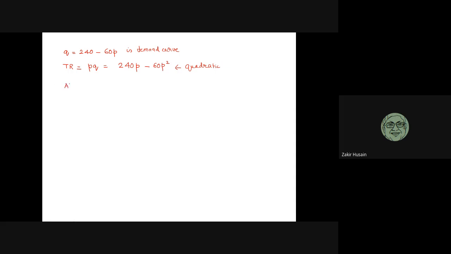What will be the average revenue? So TR by q, it will again come to the p only. P, average revenue, sir. Yes, sir, pq by q. No, sir, that will be q, like 240p by q. Corrected. So p is equal to, I think it was 4 minus.